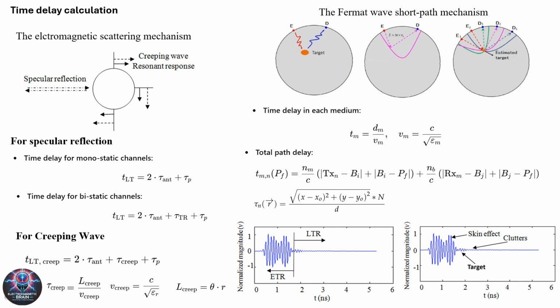As the waves pass through different layers of tissue, the velocity of the wave changes according to the tissue's permittivity epsilon. The time delay in each medium is the distance through the medium divided by Vm, the velocity of the wave in that medium. Since different tissues, skin, skull, brain, have distinct permittivity, the wave speed varies, causing changes in the time delay. The total path delay considers the complete journey of the electromagnetic wave from the transmitting antenna to a focal point in the brain and back to the receiving antenna. This delay is crucial for forming images in microwave imaging systems.